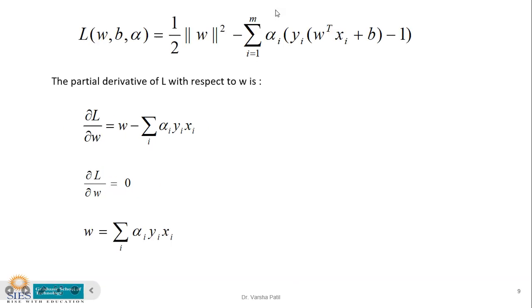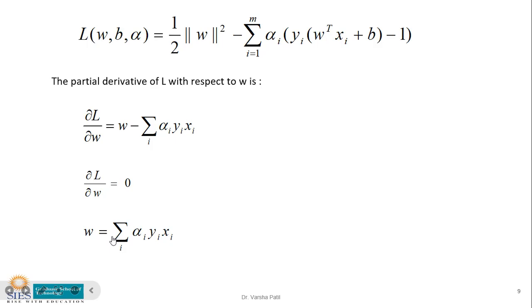After that, we will take the derivative with respect to W. So when we take the derivative with respect to W, it will come as W minus the summation of alpha i, yi and xi. W transpose is nothing but a vector, and this is again a vector. So for multiplication we are just keeping this transpose sign. Then after that we are getting this equation, and we again equate the derivative to 0 because it is a minimization problem.